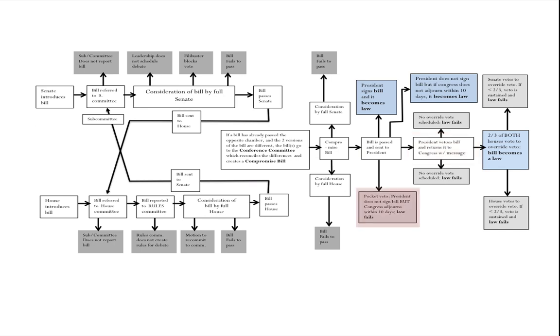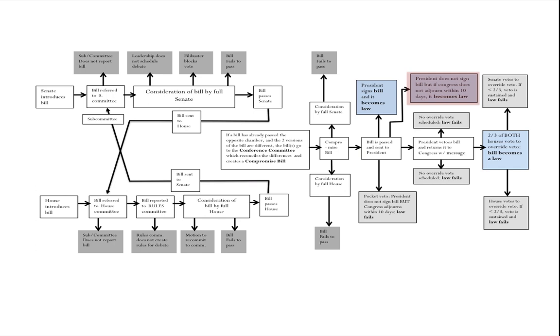This is called a pocket veto, and is used only when the President doesn't want a law to pass, but politically doesn't want to veto it either. Congress can avoid this altogether by passing bills and giving them to the President before that 10-day period. If the President neither signs nor vetoes a law, and Congress remains in session for more than 10 days, the bill becomes a law without the President's signature.